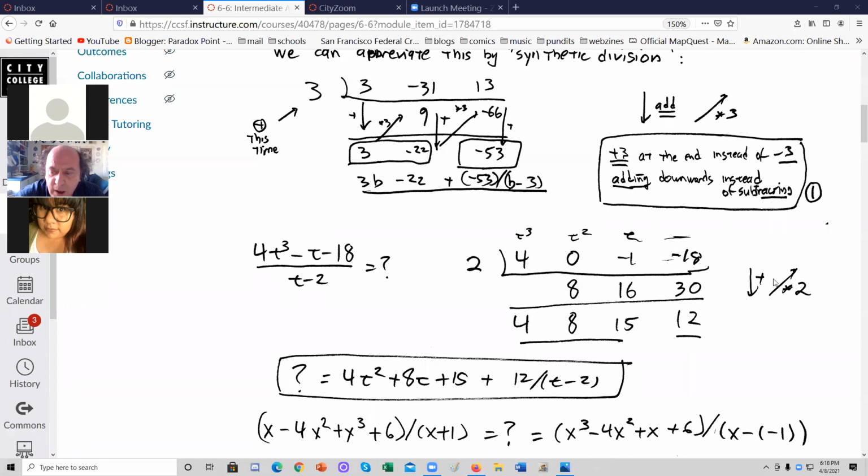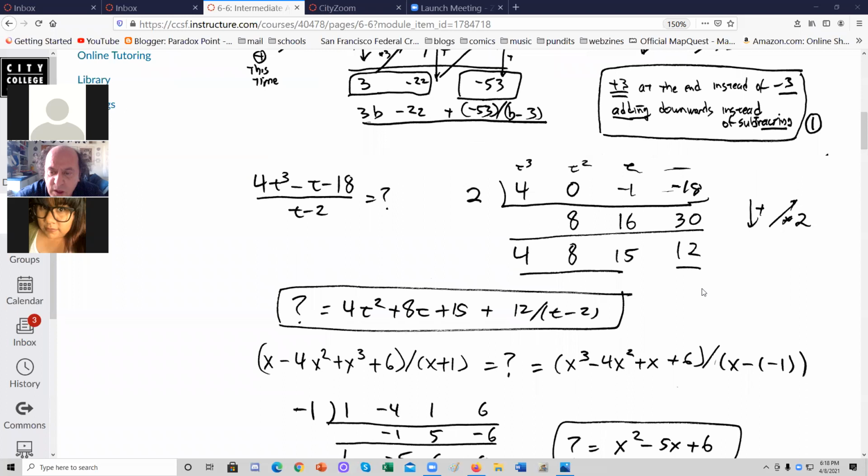When we go down, we add. And when we go up and to the right, we multiply by 2. So bring down a 4. Times a 2 is an 8. Plus a 0 is an 8. Times a 2 is a 16. Plus a negative 1 is a 15. Times a 2 is a 30. Plus a negative 18 is a 12. And so we have 4, 8, 15, and 12. So you get 4t squared plus 8t plus 15 plus 12 over t minus 2.